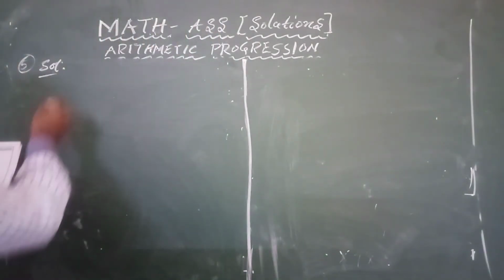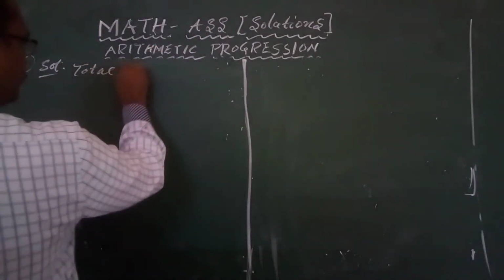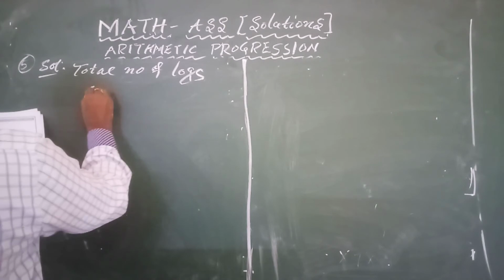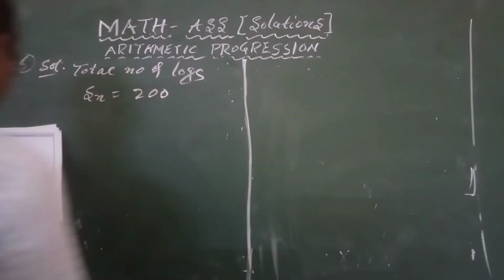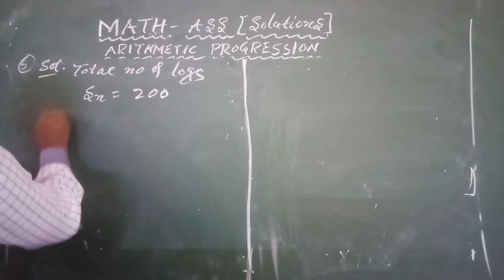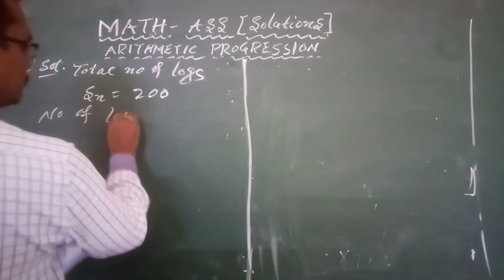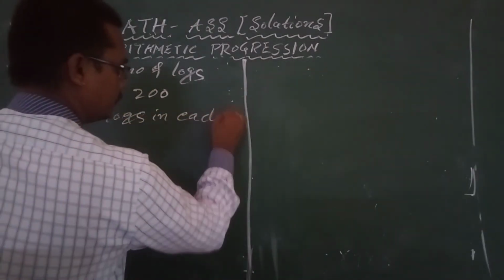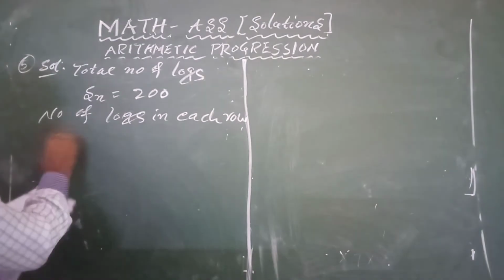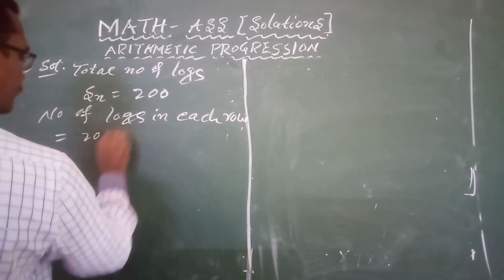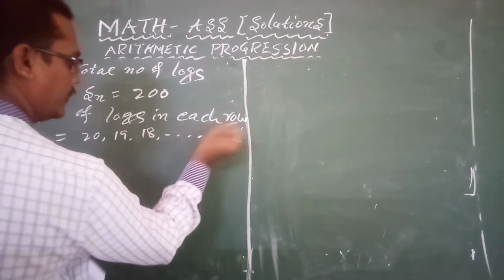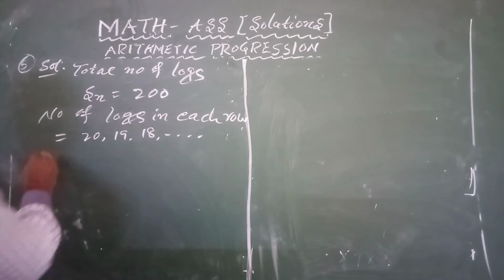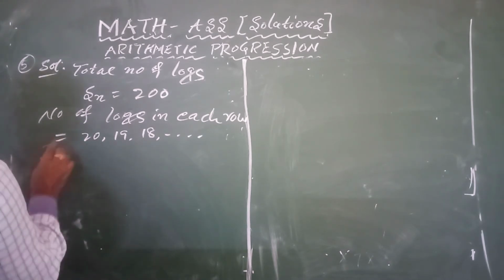First, write down what is given. The total number of logs is represented by Sn. Sn is equal to 200. Next, the number of logs in each row is 20, 19, 18 and so on. The number of rows is not known. And here, this is in AP.